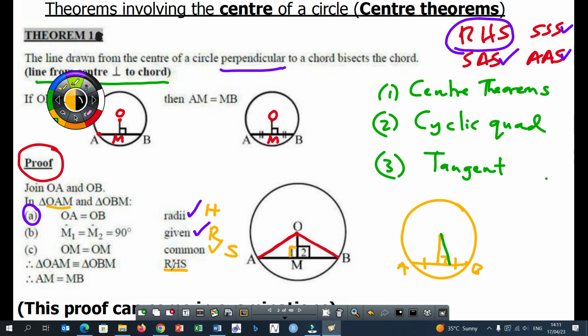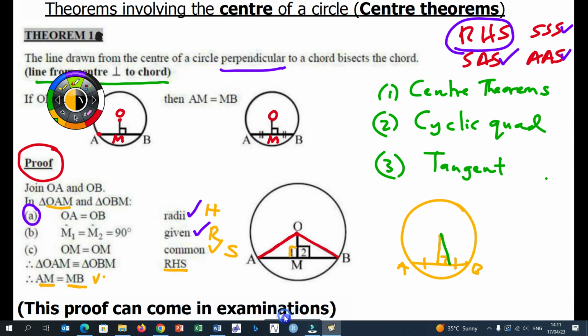Once you prove that congruency, you can now say, therefore, AM is equal to MB, because this is what you are supposed to prove in the end. You are supposed to prove that the chord is bisected by the line which passes through the center, or which originates from the center, and that line is perpendicular to the chord. So this is where you're supposed to go. Please take note of what I indicated here. This proof can come in examination, so you can expect it in your June exam, your November examination. Okay, it can come.